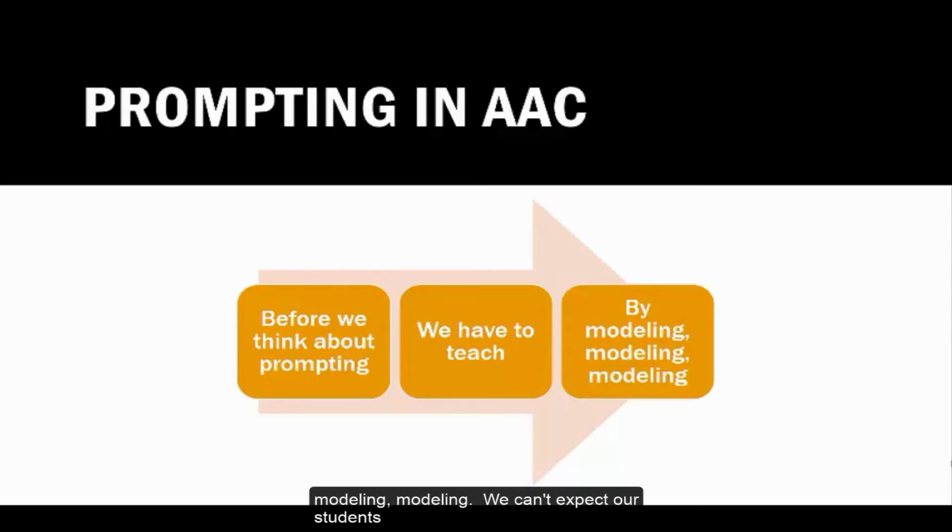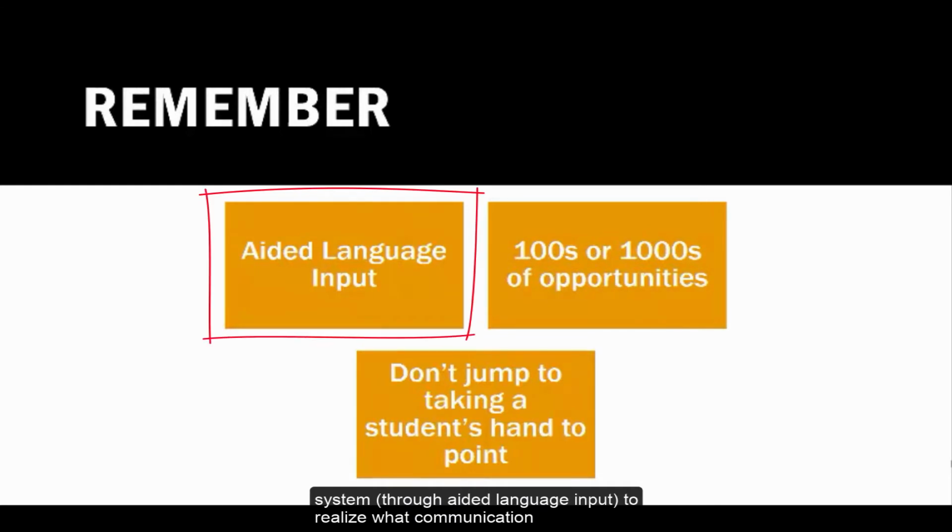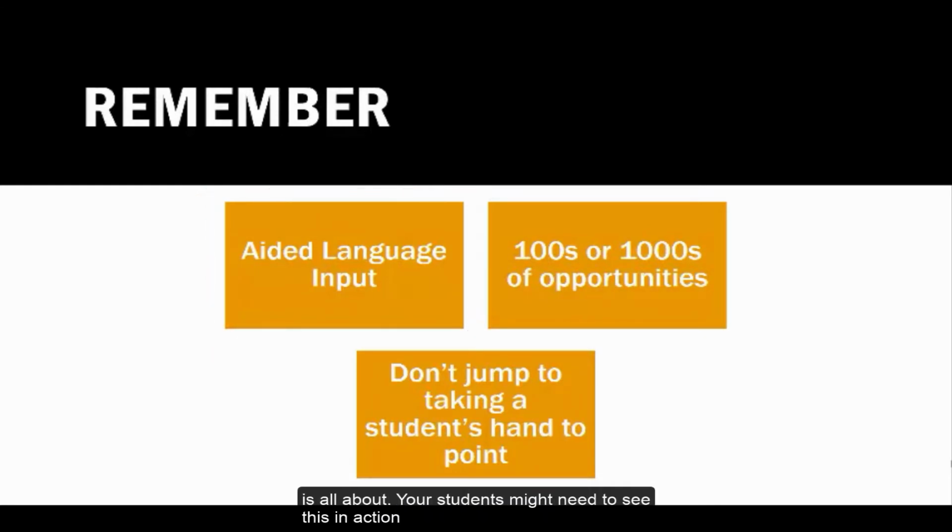We can't expect our students to use a communication system if they don't know the words, or they don't know where the words are located, or they don't know they are even supposed to be communicating with these symbols and words. Remember, your students need to see others using their communication system through aided language input to realize what communication is all about. Your students might need to see this in action hundreds or thousands of times. Don't jump to taking a student's hand to point.